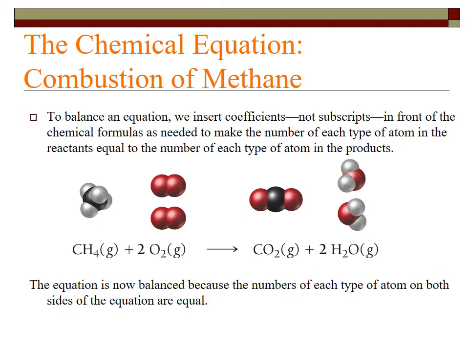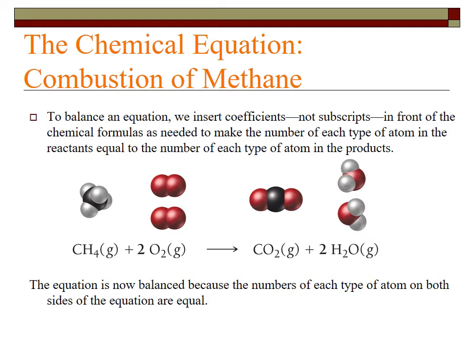So, look at the CH4. There is no number out in front of it, so it's understood that it's a 1. Look at the big number in front of the oxygen. It's a 2. So that means I have a gigantic 2. 2 times 2 is 4 oxygens. So I have 4 oxygens on the left.